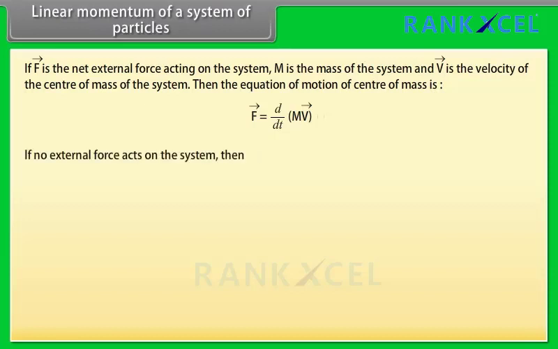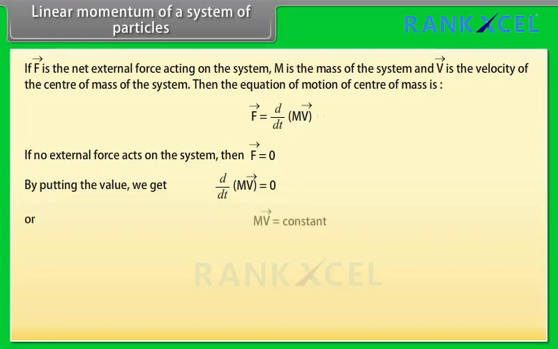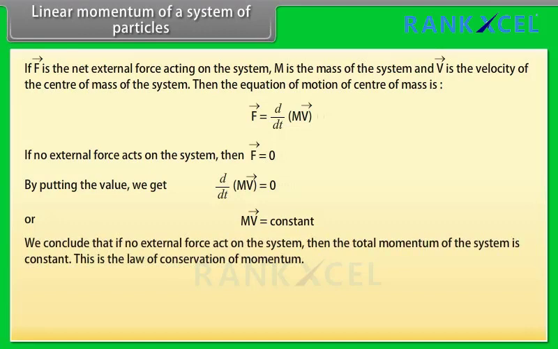If no external force acts on this system, then the F vector will be equal to 0. By putting the value of F vector in the above equation, we get d by dt of the product of m and v vector is equal to 0. This equation can be written as mv vector is equal to constant. We conclude that if no external force acts on the system, then the total momentum of the system is constant. This is the law of conservation of momentum.